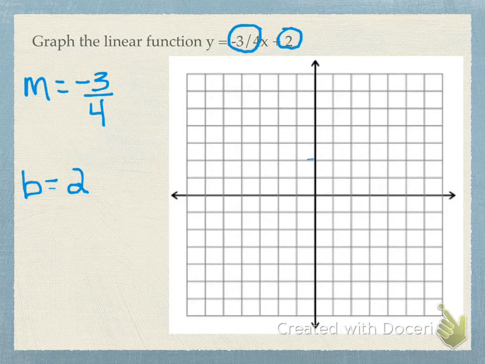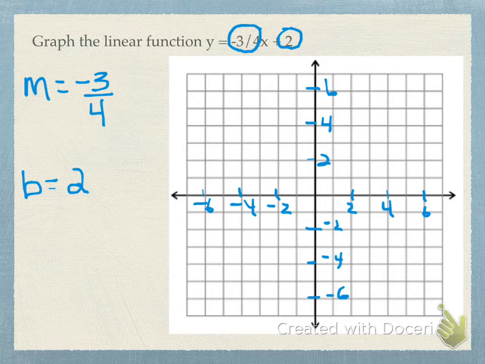Now I need to put a scale on my graph. So 2, 4, 6, -2, -4, -6, 2, 4, 6, and same thing going this way. So you always start with your y-intercept, which in this case is a 2. So where you see a 2 on the y-axis, you're going to put a dot.